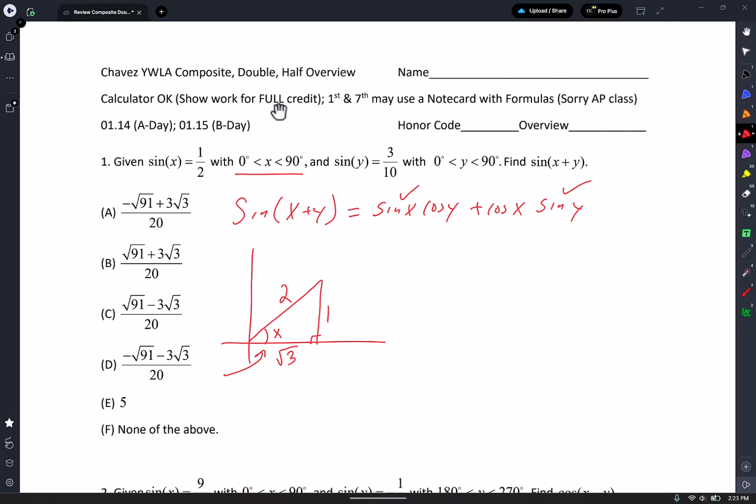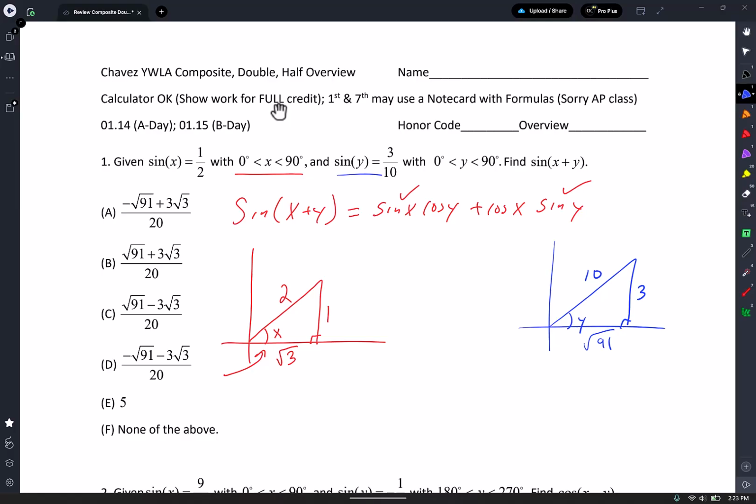Anyways, here's angle y. I'm going to do it in blue. So quadrant 1 again. Angle y. Sine is opposite over hypotenuse, 3 over 10. 10 squared is 100. 3 squared is 9. 100 minus 9, so that's the square root of 91.